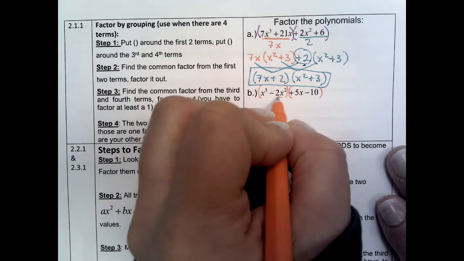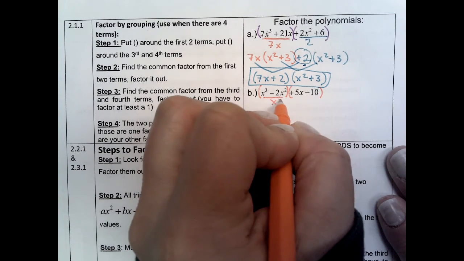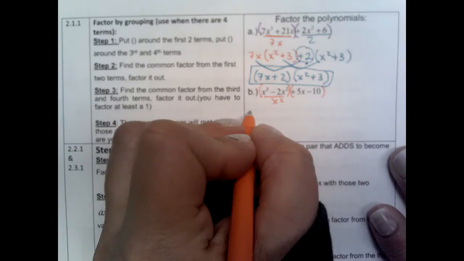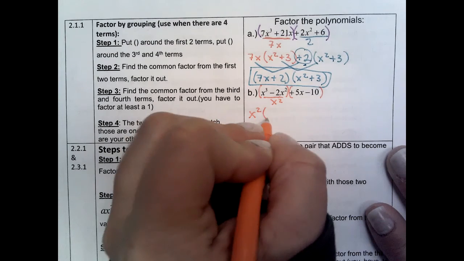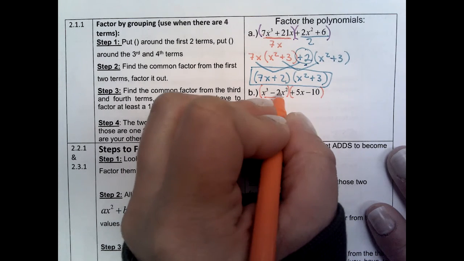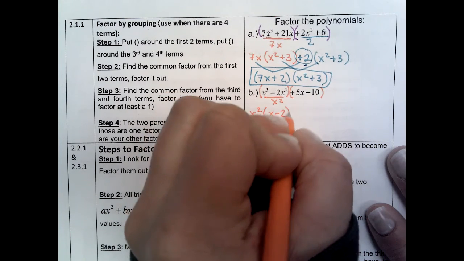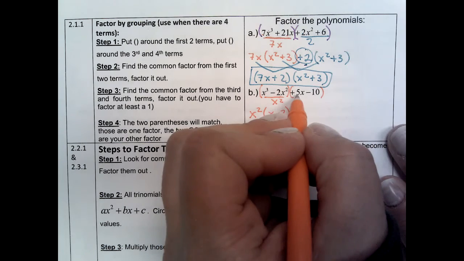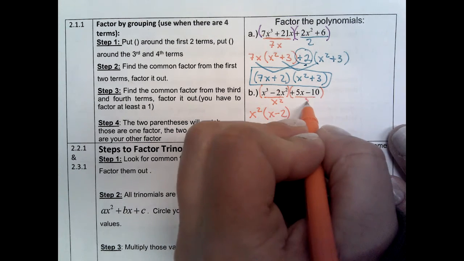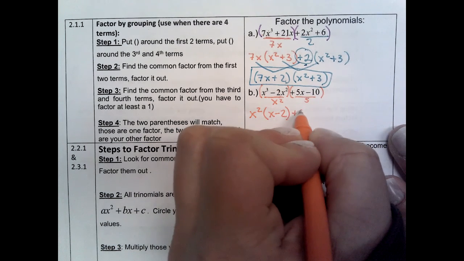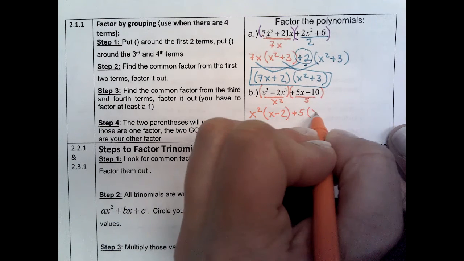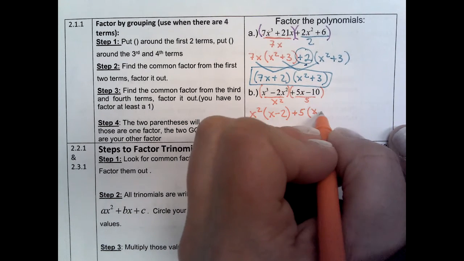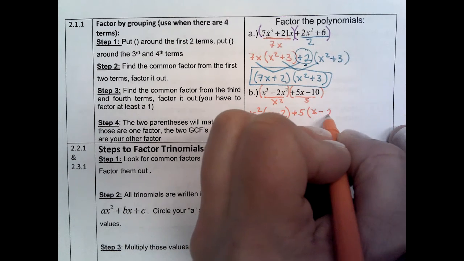X third minus 2x squared. They have two x's, in other words, an x squared in common. So I'm going to take an x squared out, and I'm left with an x minus, and here I'm left with a 2. Remember, I always have to take at least a 1 out of here. Well, in this case, these have a 5 in common. So I'm going to take a positive 5 out. 5 divided by 5 is 1x, because that x is there. And negative 10 divided by 5 is negative 2.